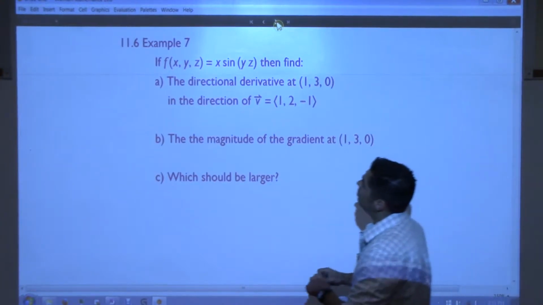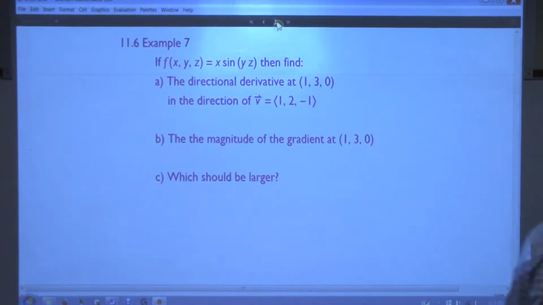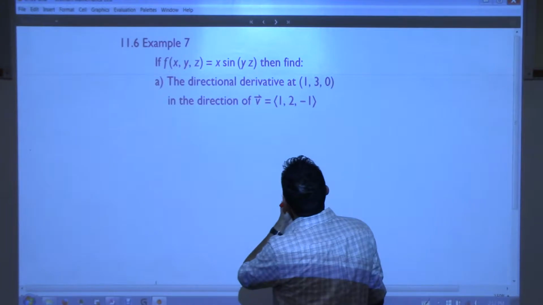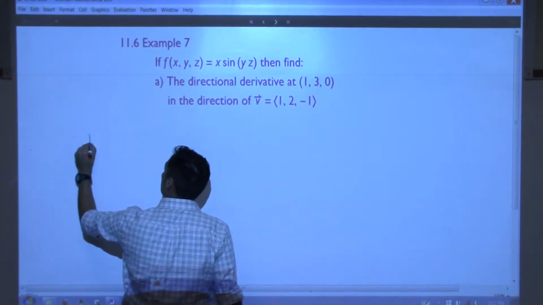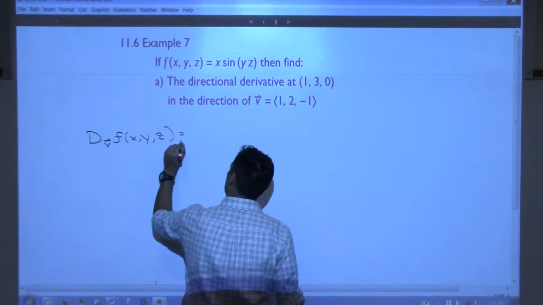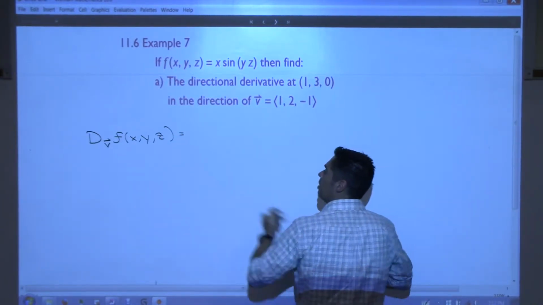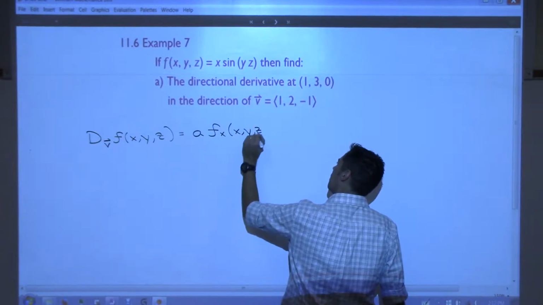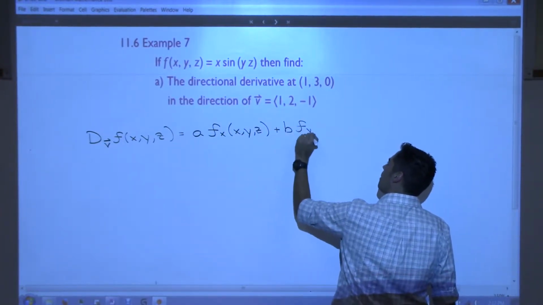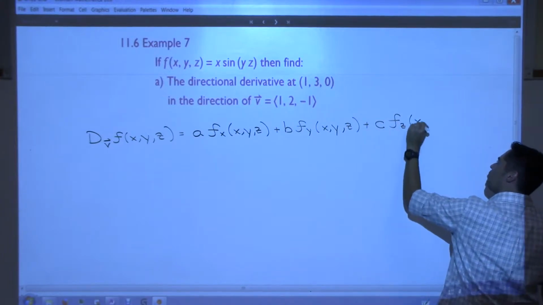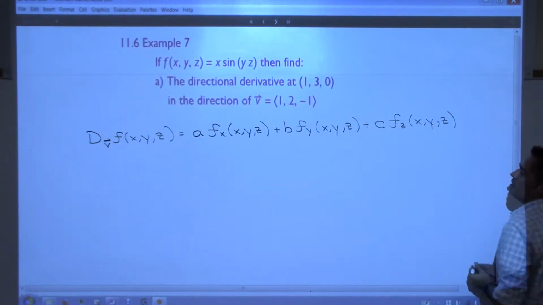Okay. So let's do part A. I'm going to make this a little smaller. There. So for part A, I need the directional derivative, right? The directional derivative in the direction of v of f of x, y, z should be equal to a times the partial of f with respect to x at x, y, z plus b times the partial of f with respect to y at x, y, z plus c times the partial of f with respect to z at x, y, z. That's just the definition of the directional derivative.